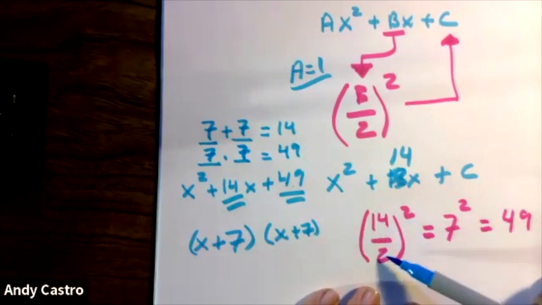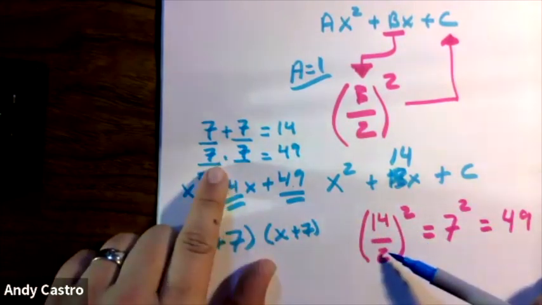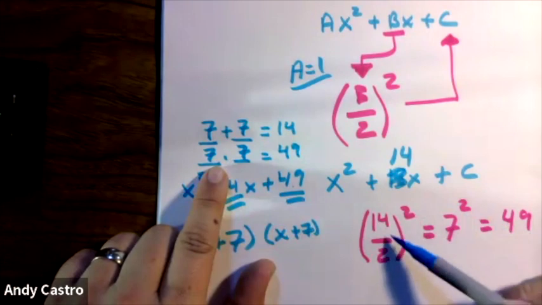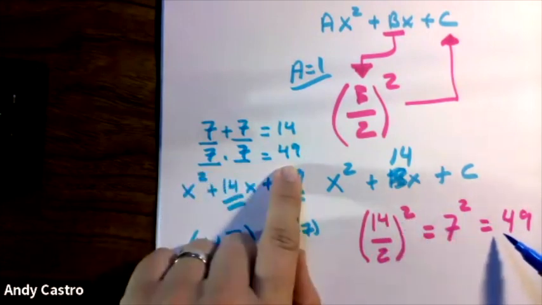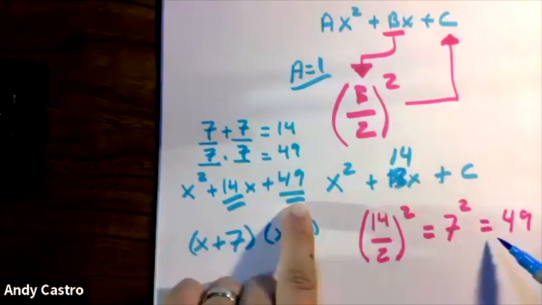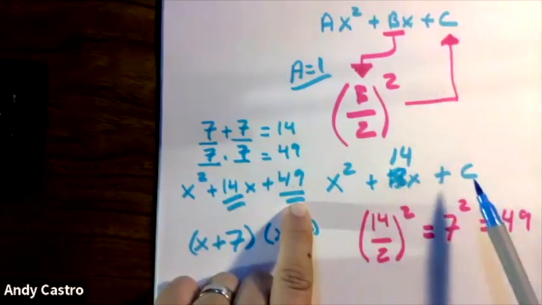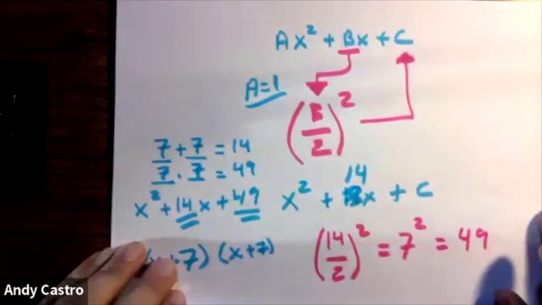So I took my 14, I divided by 2, that's where the 7 comes from. And the 7 squared, I square that, that's where this comes from. That equals 49, that's my C right there. Okay.